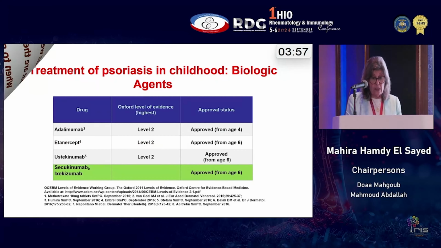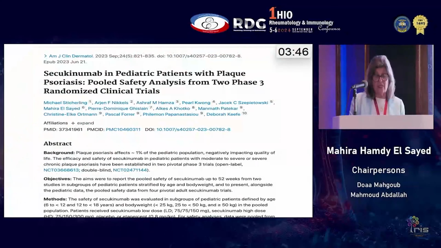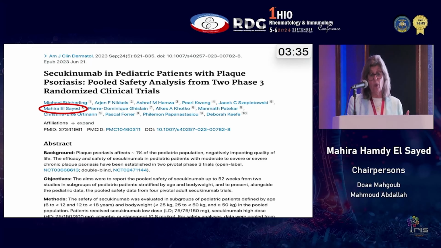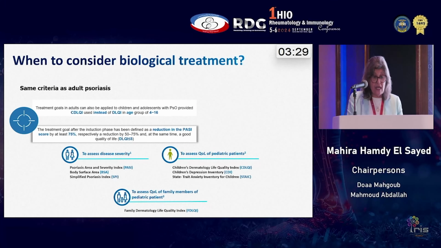So should I use them? Those are all approved: adalimumab, etanercept, ustekinumab, secukinumab, ixekizumab, all from as early as the age of 4 and 6. So I think this is great. I have participated in the trial for secukinumab in the pediatric patient. It was published, and this was a pooled analysis to understand the safety of the drug itself. And so when we consider it, we consider it exactly as we do with the adults.